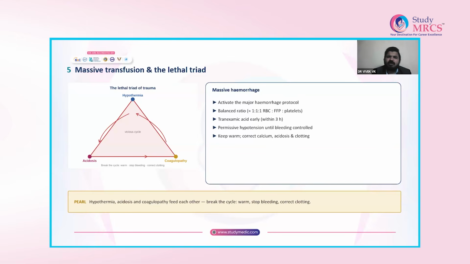And you have to keep the patient warm. You have to correct the calcium level. Suppose you are giving multiple transfusions, the patient might experience hypocalcemia. And you have to correct the acidosis parameters. You have to correct the clotting parameters also.